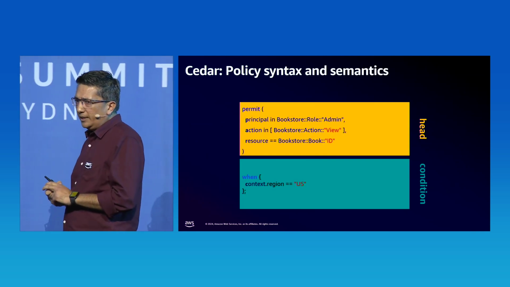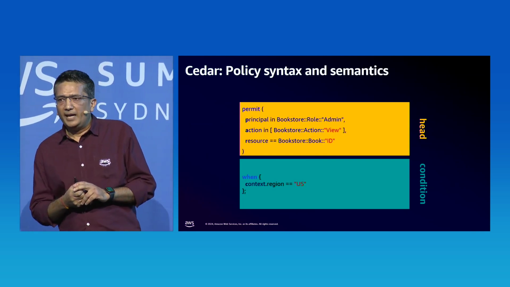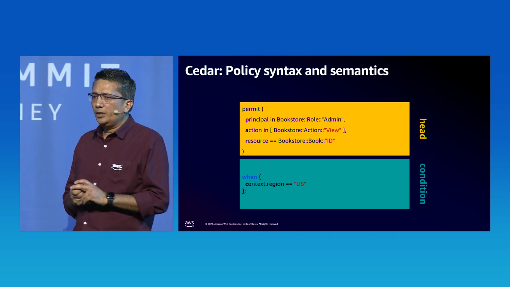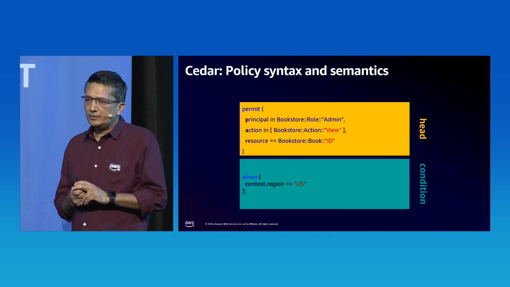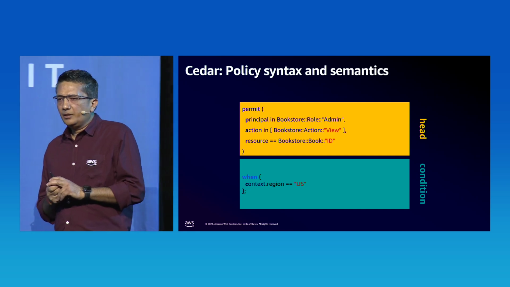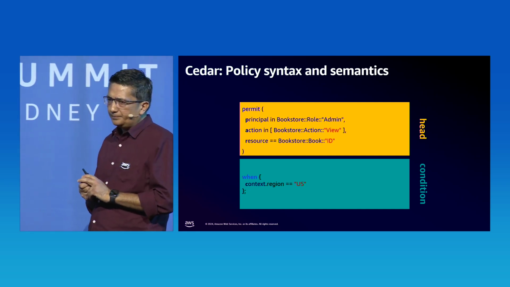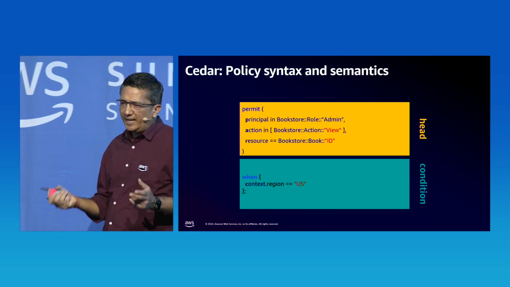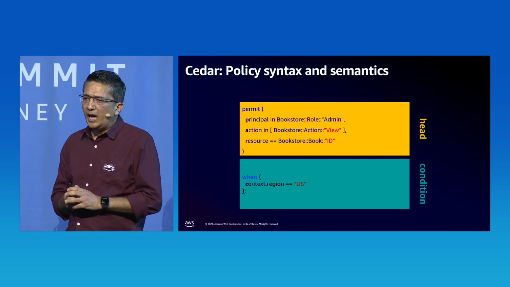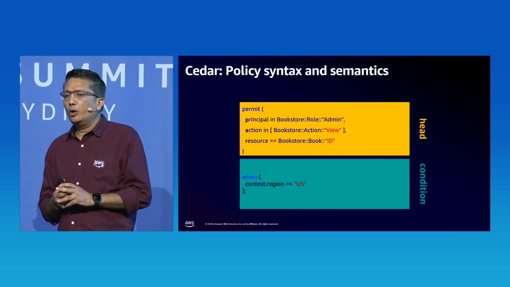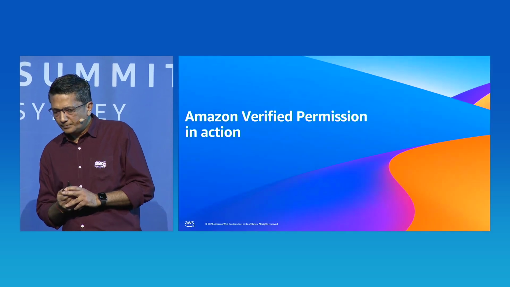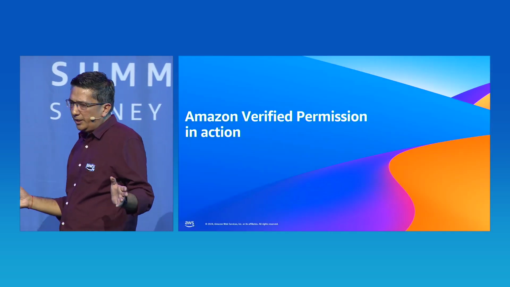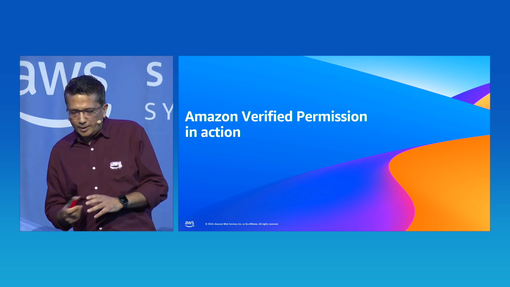Any Cedar policy has two sections, a head and a condition. Every Cedar policy would have four key elements: principal, action, resource, and context. You can look at the structure of a policy and tell at a glance if the policy supports RBAC, ABAC, or a combination of both. All right, this was just an overview of what Verified Permissions is and how Cedar works. Let's look into our demo.